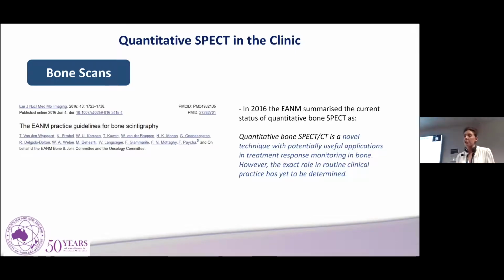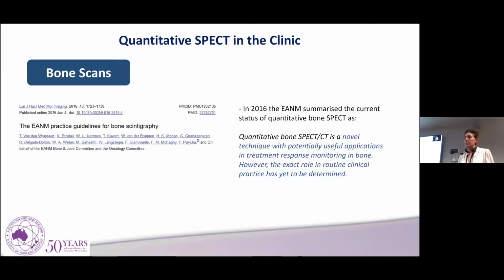There has been so much interest that the ANZSNM also included a statement in their bone scintigraphy guidelines in 2016, just stating that it is a novel technique. It's potentially got useful applications in treatment response monitoring. However, the exact role in routine clinical practice has yet to be determined.